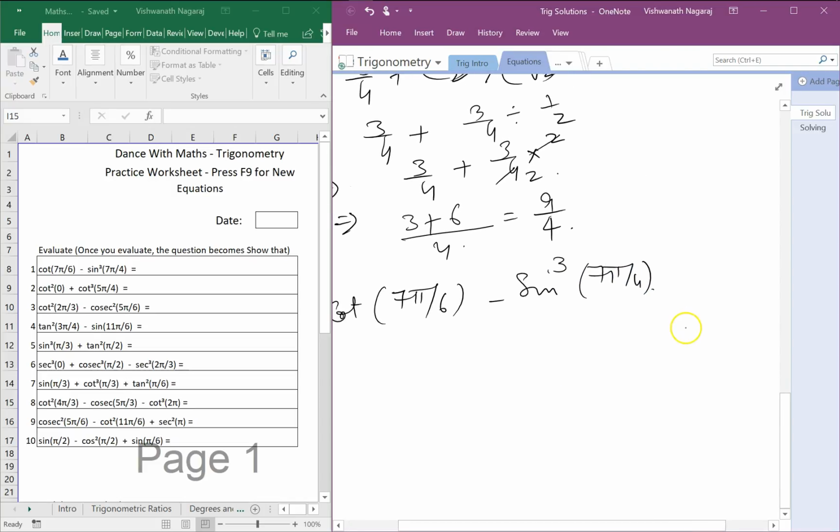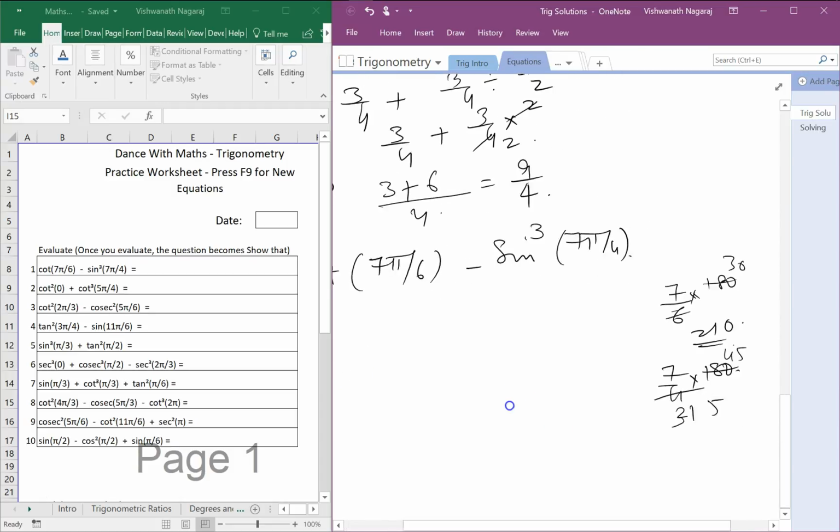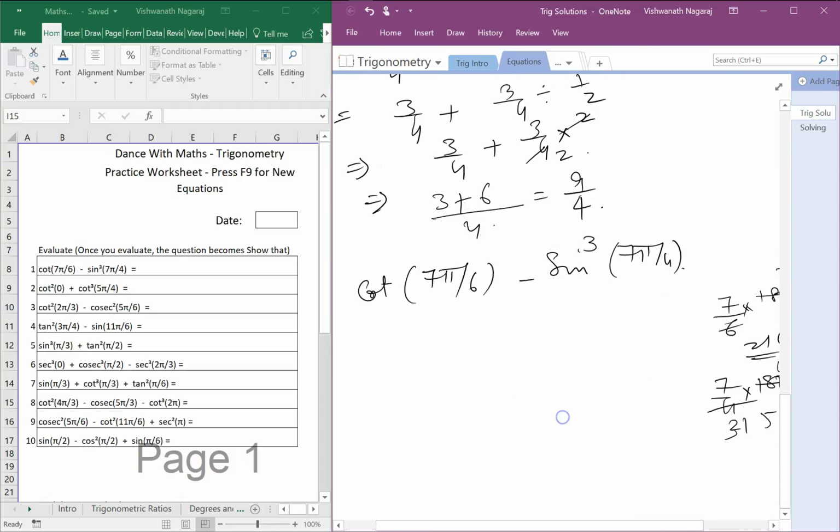Now 7 pi by 6 is how much? 7 by 6 into 180, 6 3s are 18, so 210. Okay, 7 by 4 into 180, which gives 315. So 7 pi by 6 is 210 degrees.